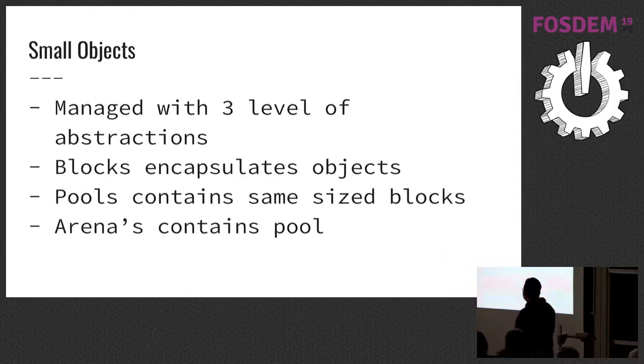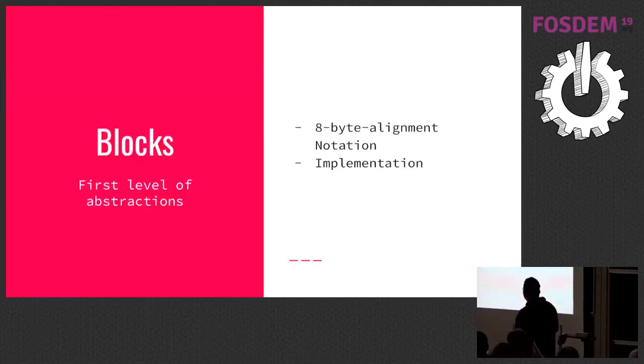The first one is blocks. They encapsulate Python objects. And pools encapsulate same-size blocks, and their size is 4 kilobytes, the same as a virtual memory page. And there are arenas, they contain 64 pools. Blocks, the first level of abstraction.